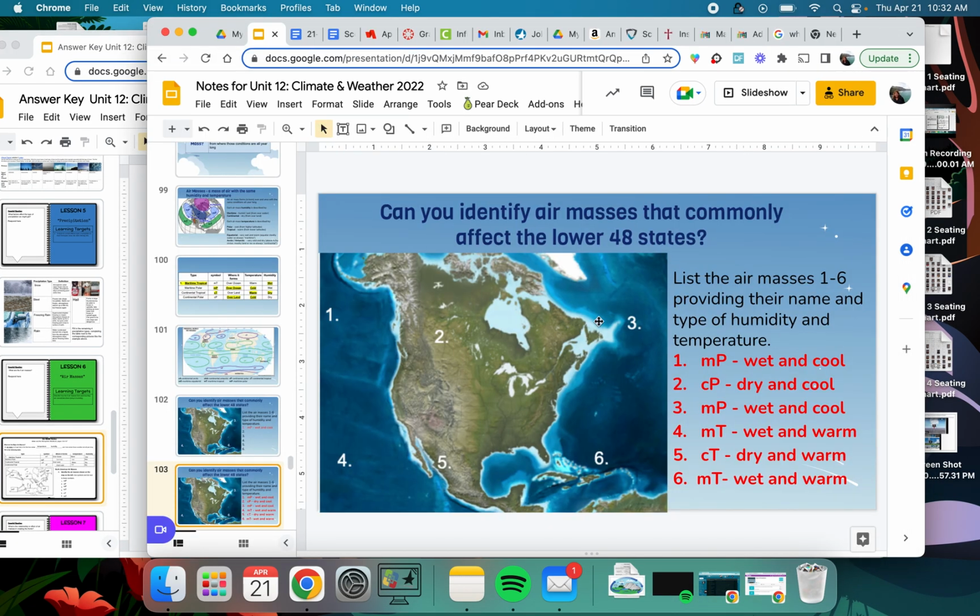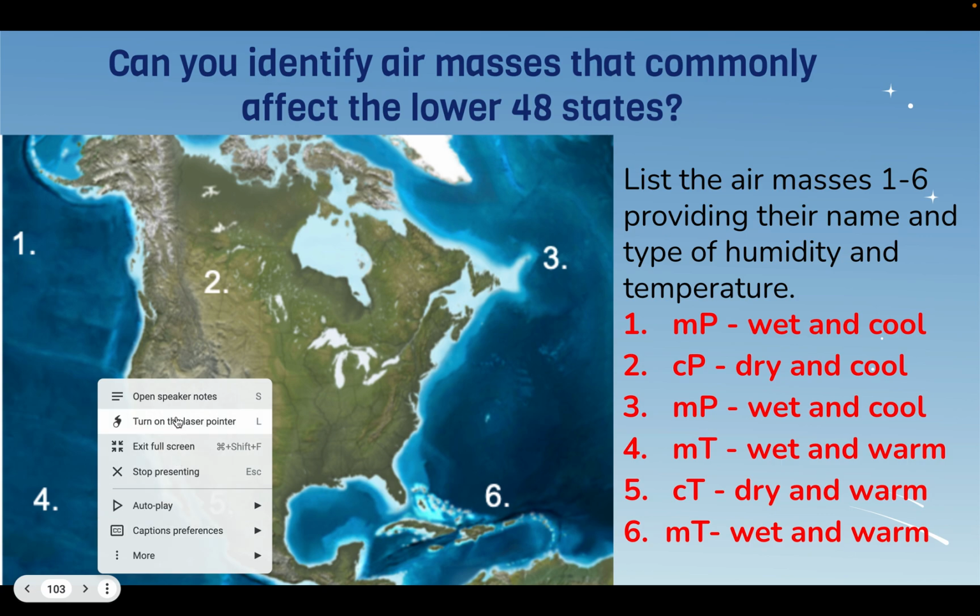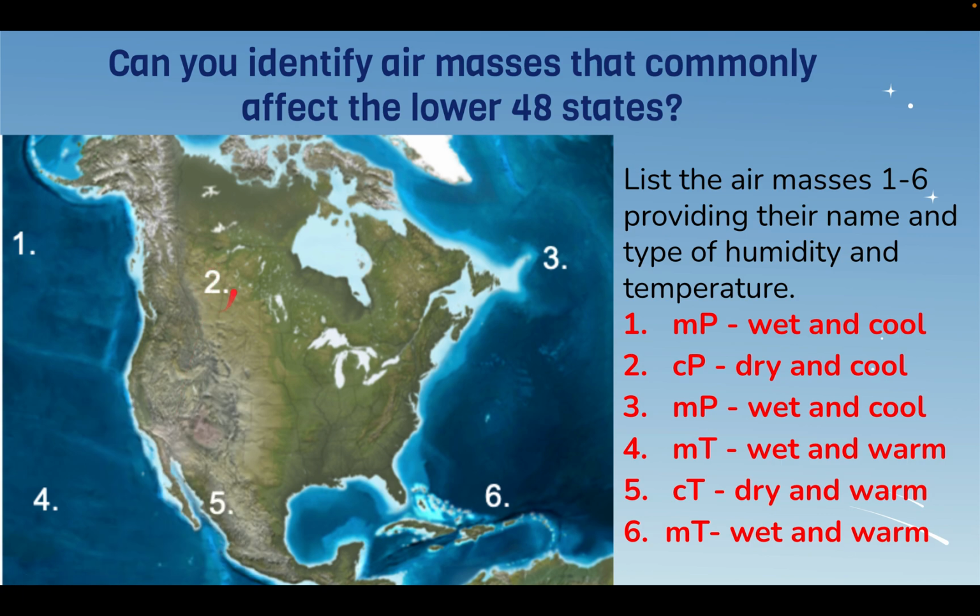Then let's talk about number 2. For number 2, look here, it is forming over land. So number 2 will be continental polar. Because it's forming over land, it's going to be dry. And because it's polar, it's going to be cool.